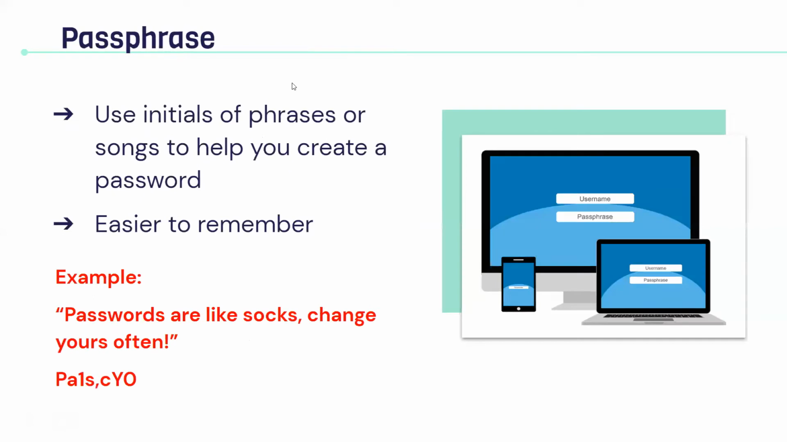And then the next rule to make passwords is using initials or phrases or songs to help you make the password. It will also be easier to remember. For example, this passphrase: passwords are like socks, change yours often. The passwords is P, are is A, like is 1, and then socks is S, S, change is C, yours is uppercase Y, and often is uppercase O. It's just like how you can remember your password.